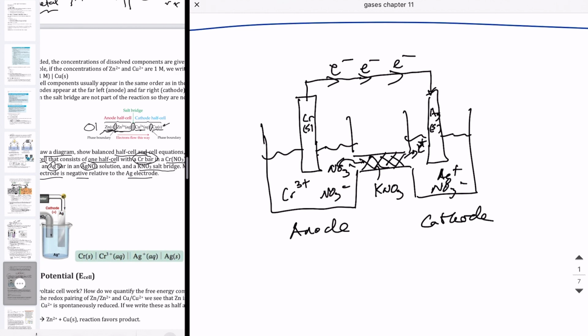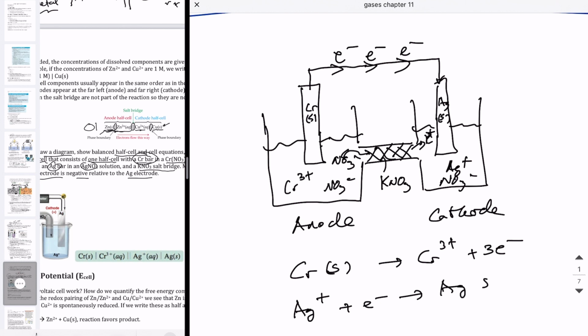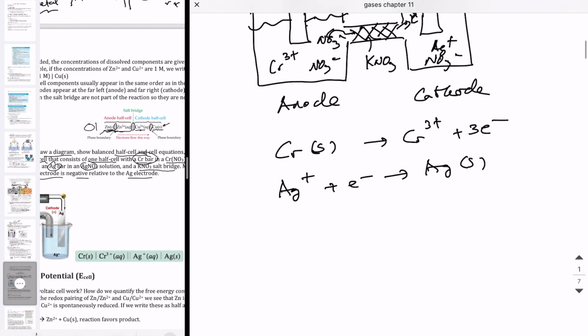Now, if I want to write the reaction, then I know that the oxidation goes from chromium to chromium 3 plus. How do I know it's chromium 3? Because they gave us that formula in the question. They said it's chromium 3 nitrate. And then this is plus 3 electrons. And then on the reduction side, I have silver. And reduction means that I'm accepting electrons, right? So silver is a plus 1. Again, that's given in the formula, that's given in the question. So this becomes Ag solid. So that would be my reaction.